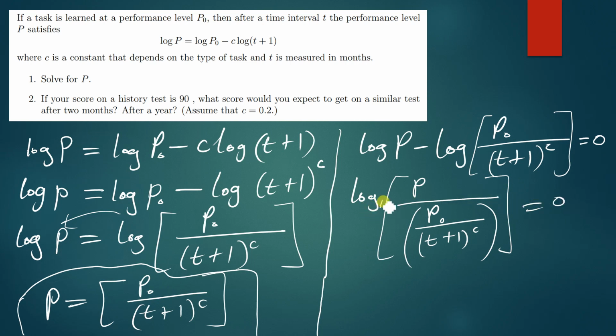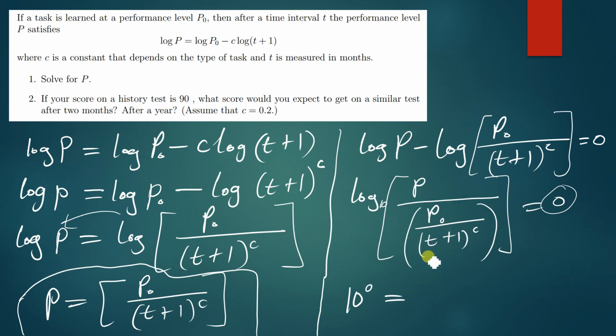Remember, this log has no base, meaning it's in base 10. So we convert this to exponential. The base will still remain the base. So we're saying 10 to the power what? The power is what you have there. 10 to the power 0 is equal to what we have this side.